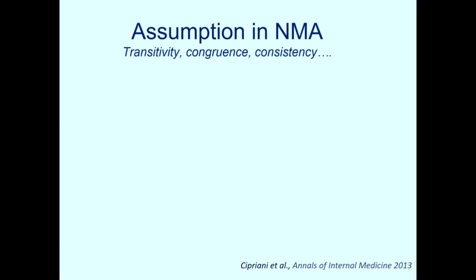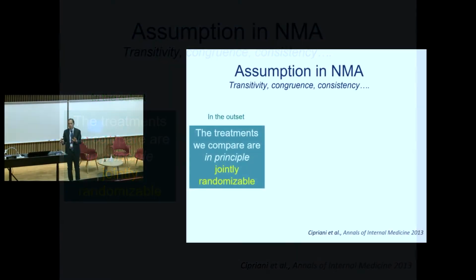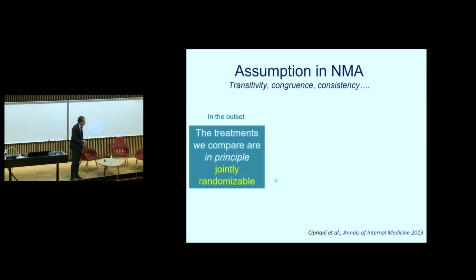So when we have the assumption, the first thing, when we plan the network meta-analysis, is to see the network as a gigantic trial, where each patient can be, in theory, randomized to any of the nodes within the network. If this makes sense to you, then transitivity holds. Okay? This is what we define as the principle of jointly randomizable.